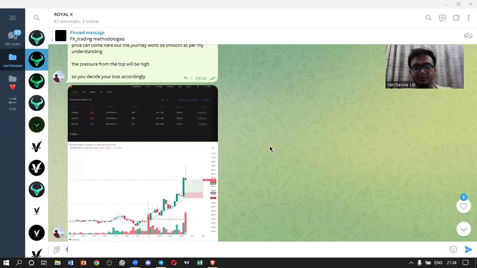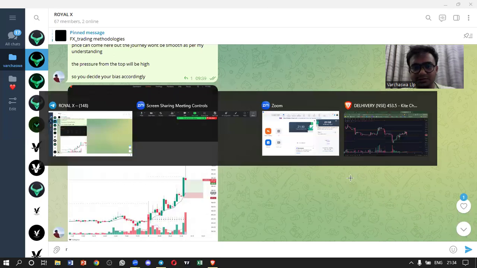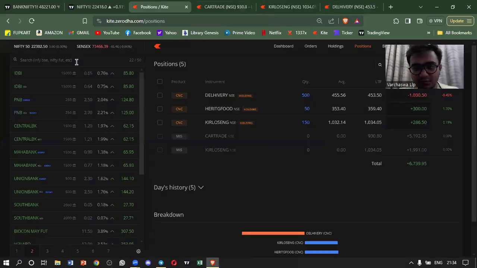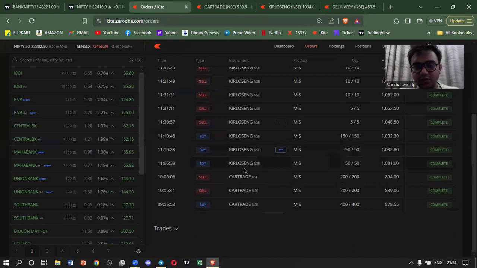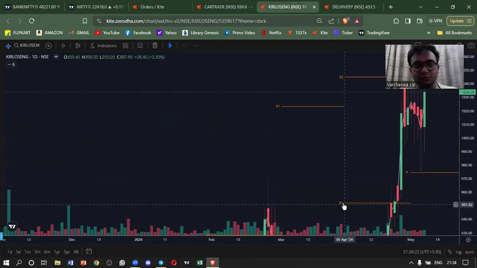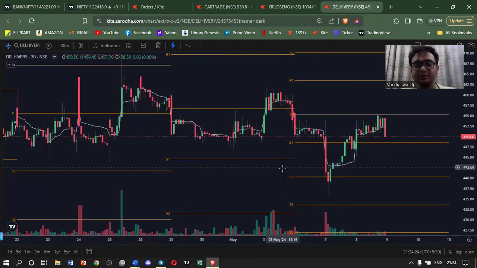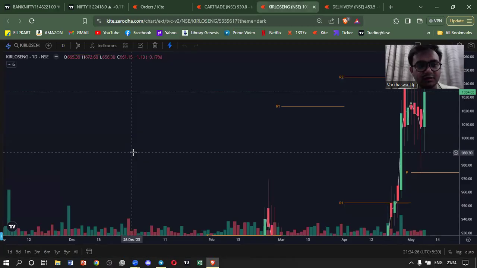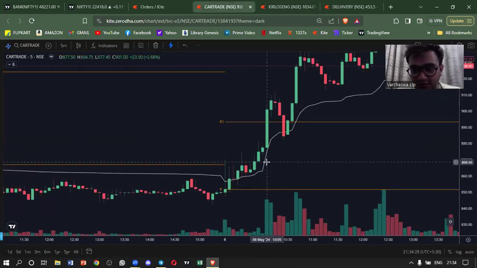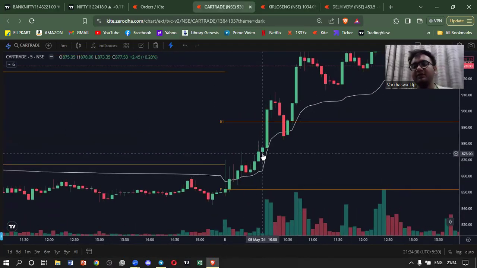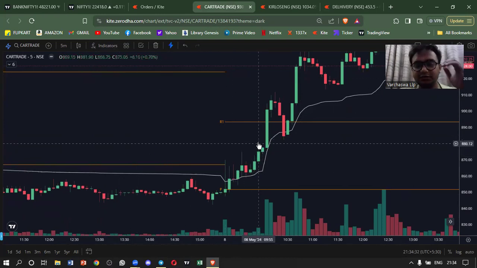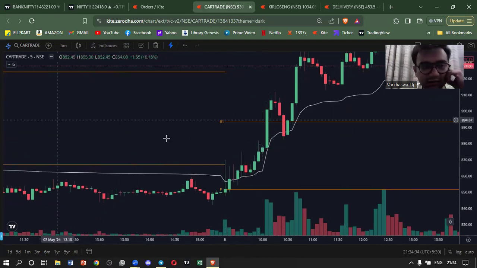I'll just show you my Zerodha terminal. Yeah, so my order book shows that I entered at 9:55 a.m. with 400 quantities at 878. So the trade goes like this. Kaar Trade. At 9:55, at around 870 something over here, somewhere over here, I had entered.